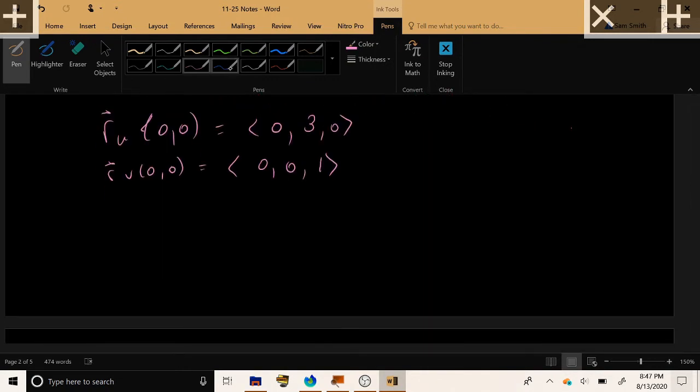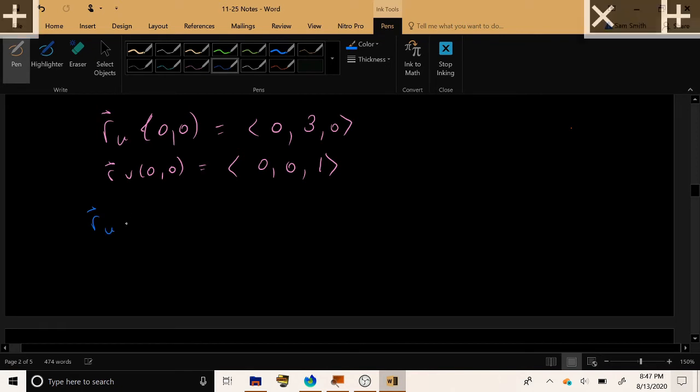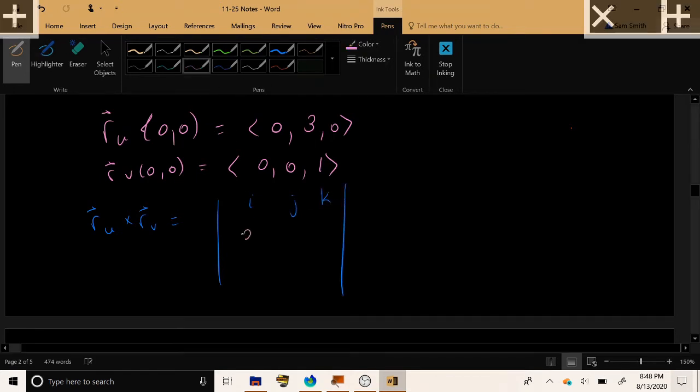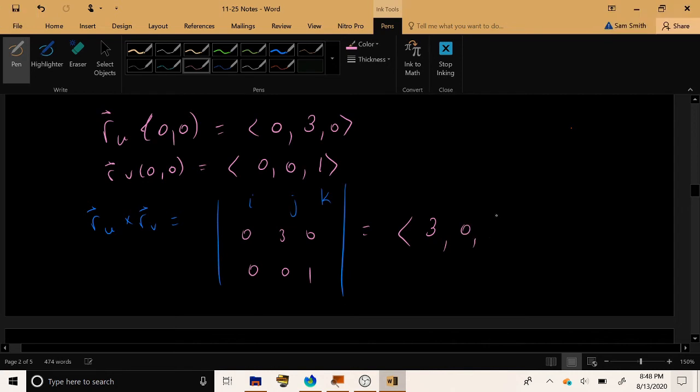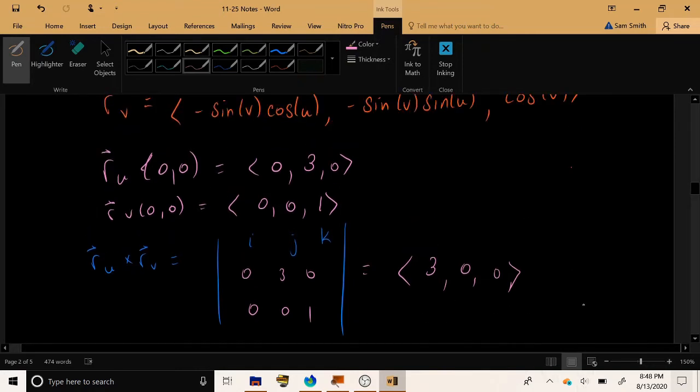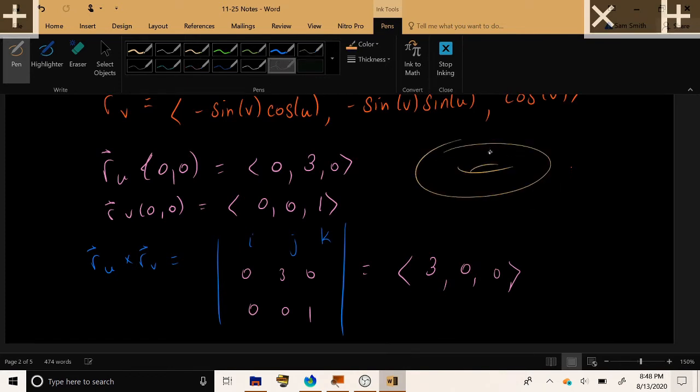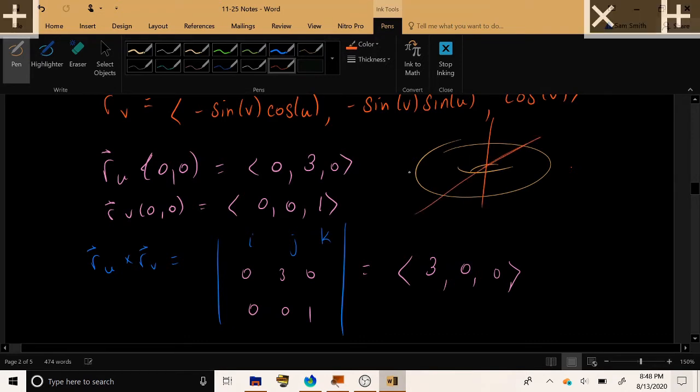Alright, now let's calculate the cross product. We have r_u cross r_v equal to the determinant with i, j, k, and then we'll load it up with 0, 3, 0, and 0, 0, 1, which becomes 3, 0, 0, it looks like. Alright, so let's compare that vector to the location on the torus where we're sitting. So here's going to be our xyz.